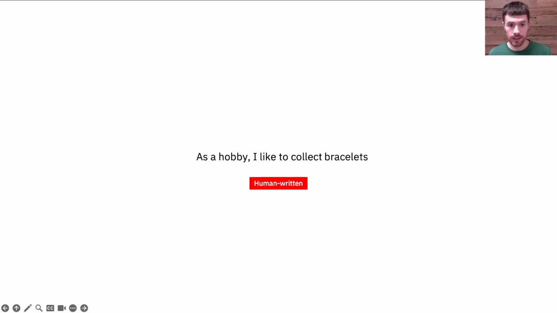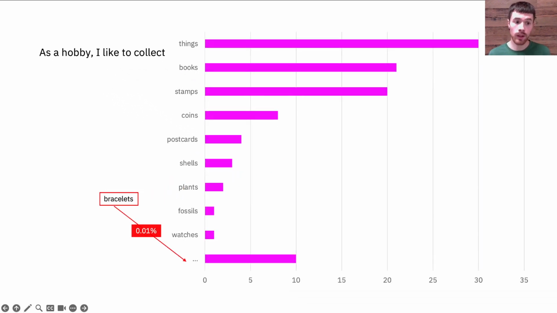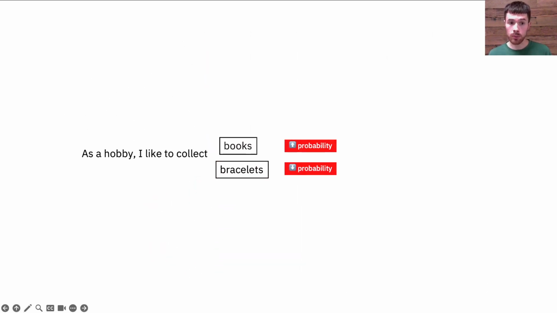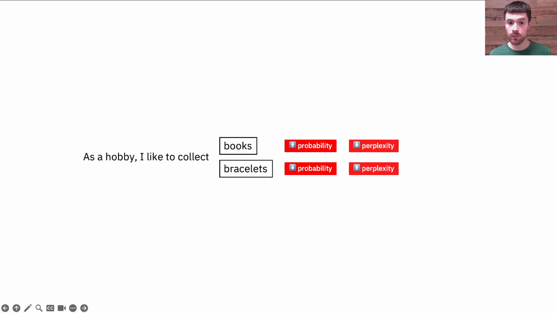I'll give you another example. As a hobby, I like to collect bracelets. This is human written. Why is it human written? Well, if we go to the probability distribution, we can look where bracelets is. And we can see that, for example, I mean, I just literally came up with the example, but for example, we can think that bracelets is 0.01% likely. So, not likely at all. There's a very low probability, which means that the model is very surprised to see that this is the word that comes after the sentence.